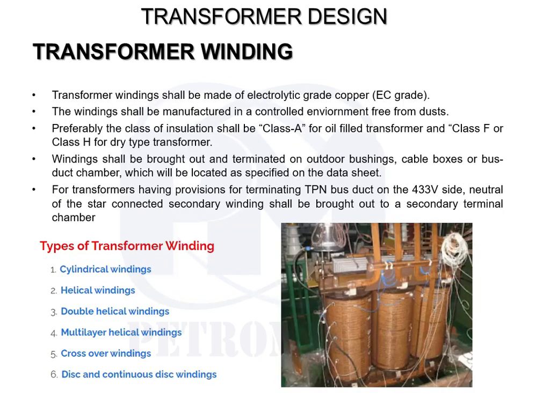Then an important point is the winding which will be placed on the core. So transformer windings are mainly made up of electrolytic grade copper. Any material, copper or aluminium, has different grades as per the IS/IEC standards. So the grade of transformer winding which you are specifying here is the EC grade or electrolytic grade copper.